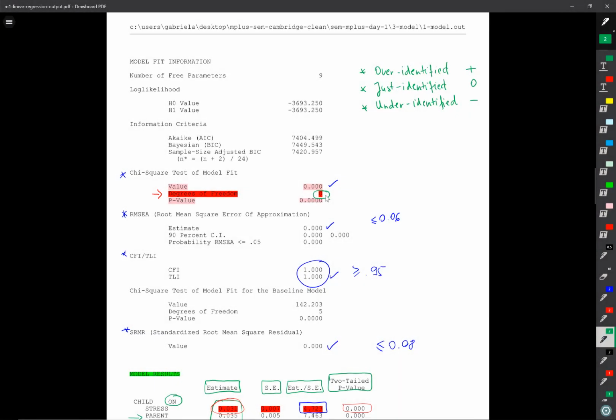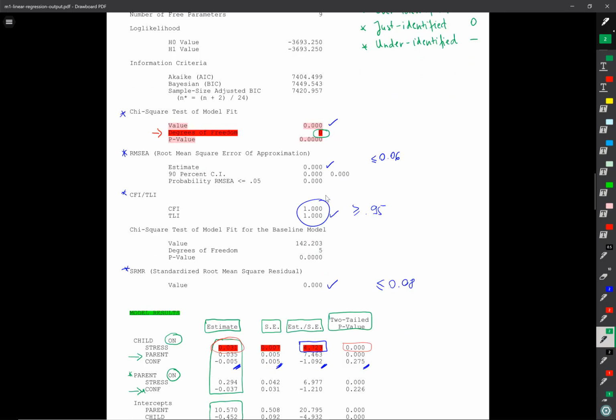Right, so we need to get 1 degree of freedom at least, which means we need to see if we can ask M+ for fewer things. So we will have to revise the model. Perhaps we can take a path out to release 1 degree of freedom, but which path should we take out?